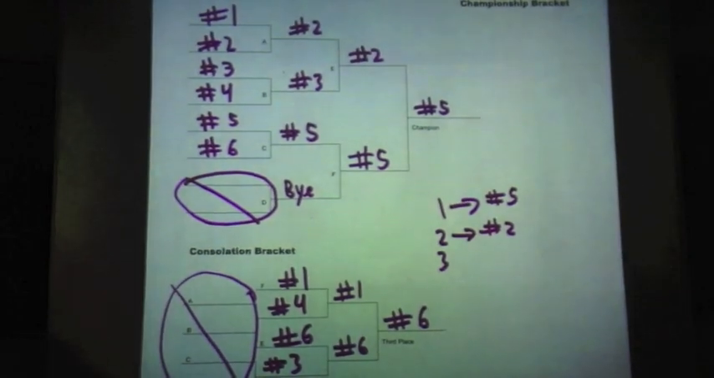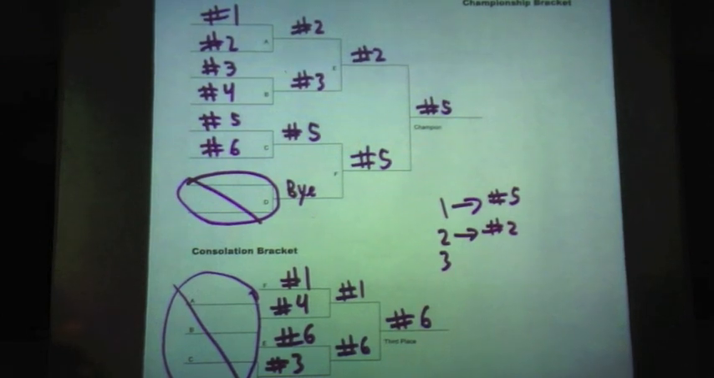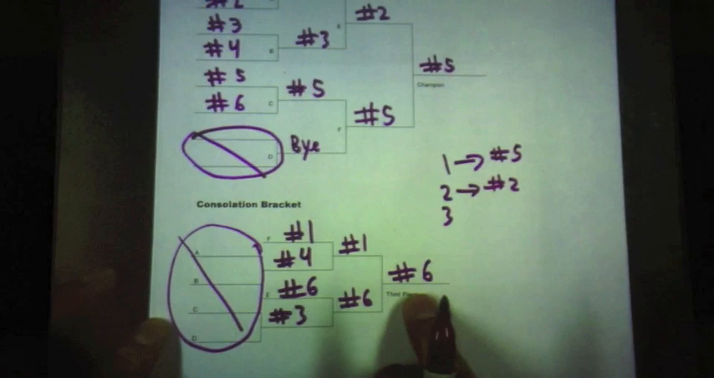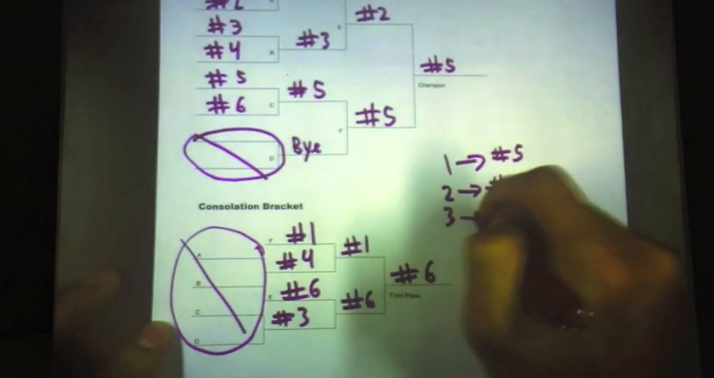And then third place is the person who won the consolation bracket. So the winner of the consolation bracket is number 6.